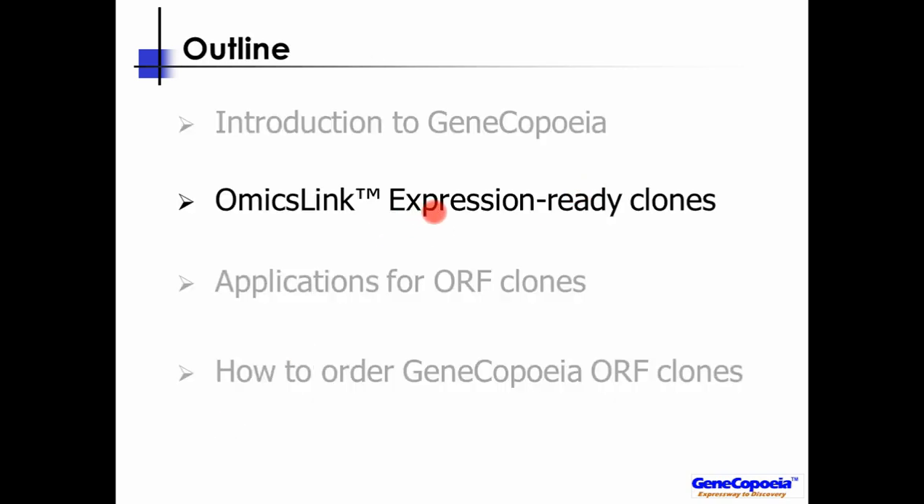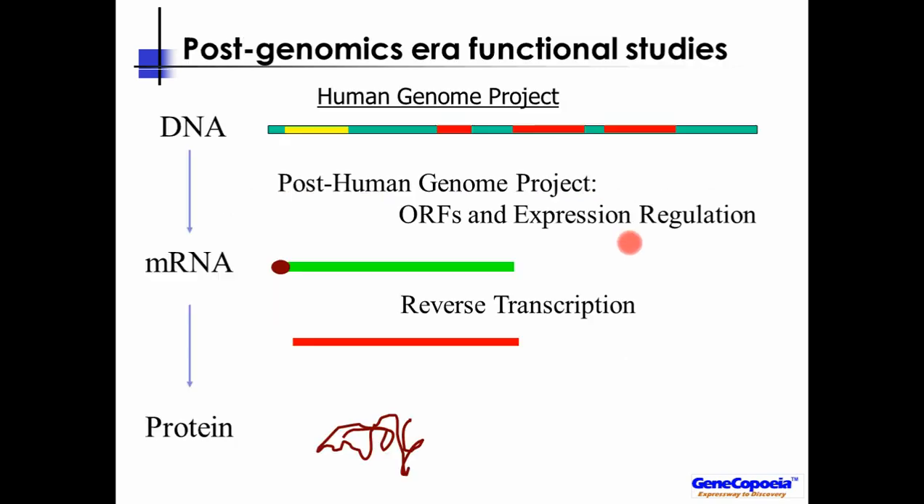All right, so now let's move into part two, where I'm going to tell you about our Omics Link expression-ready clones. All right, so in the wake of the sequencing of the human genome, it became clear that once we had the genome sequenced, that much more work was going to be required for functional studies, mainly from identifying genes and how the genes are spliced up to the proteins that they encode.